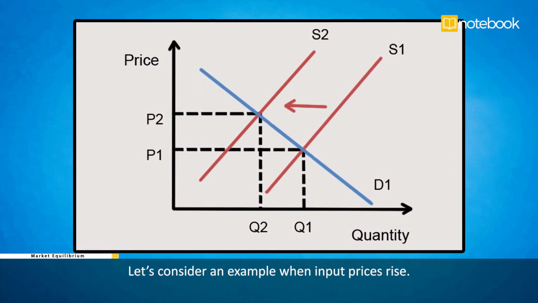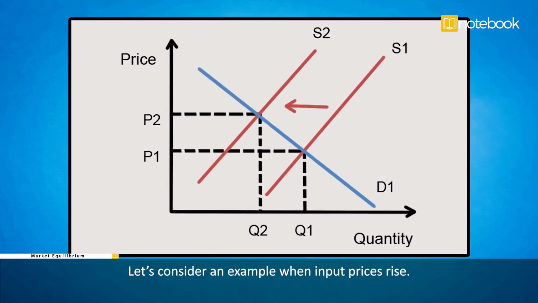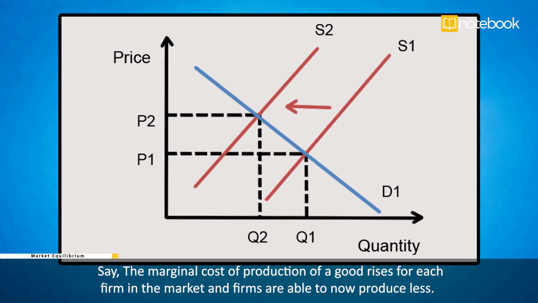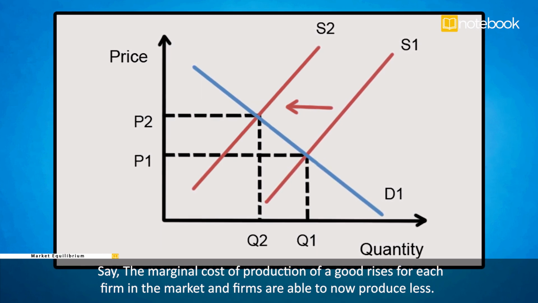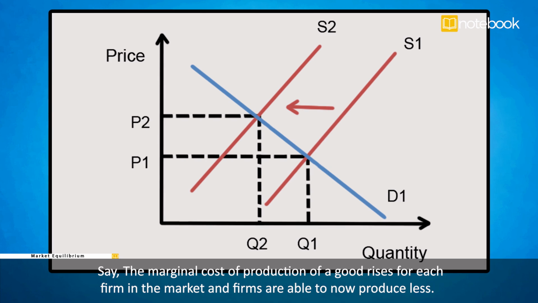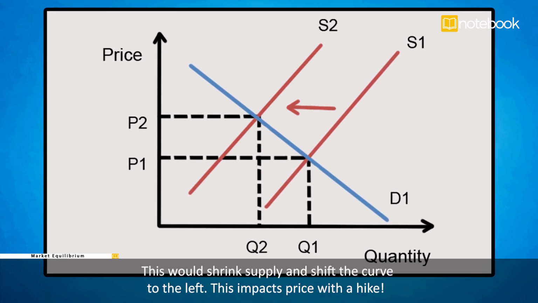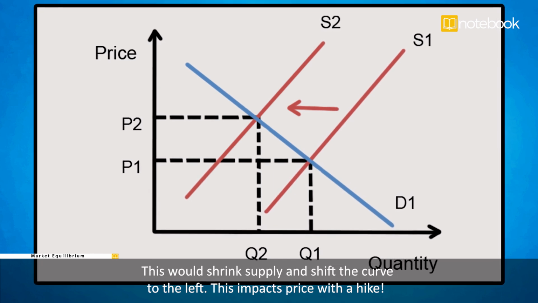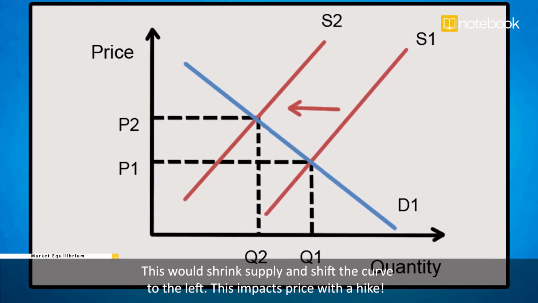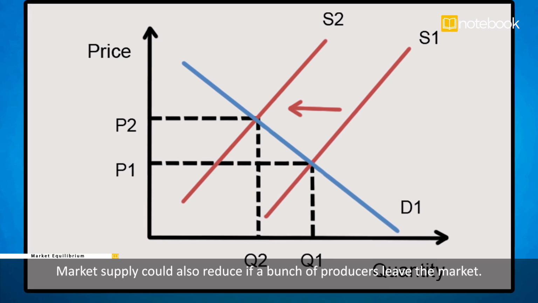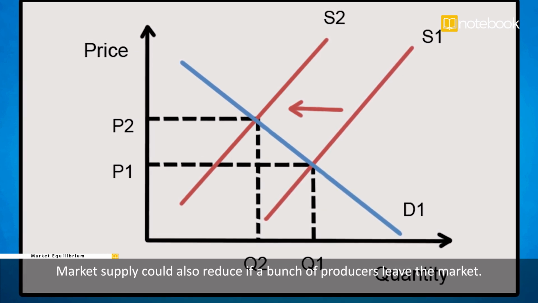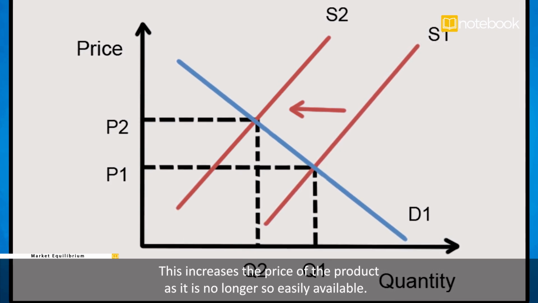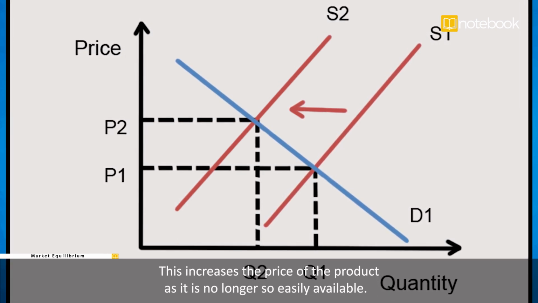Let's consider an example when input prices rise. Say the marginal cost of production of a good rises for each firm in the market, and firms are able to now produce less. This would shrink supply and shift the curve to the left. This impacts price with a hike. Market supply could also reduce if a bunch of producers leave the market. This increases the price of the product as it is no longer so easily available.